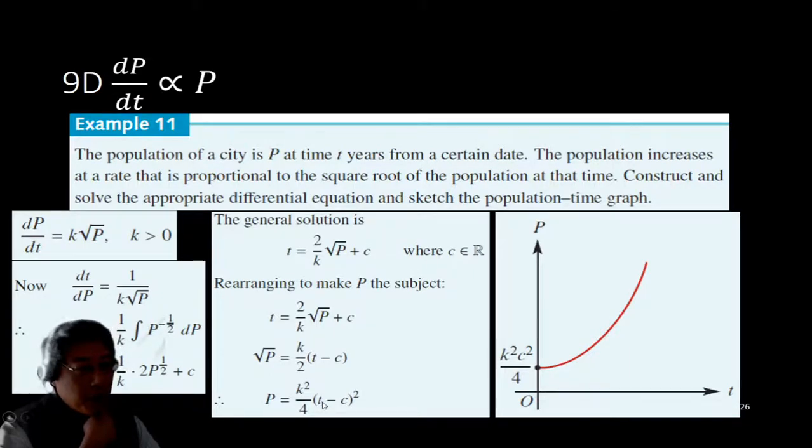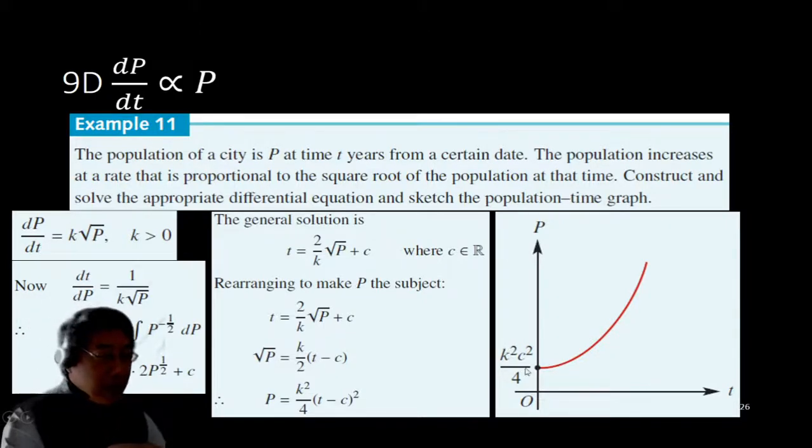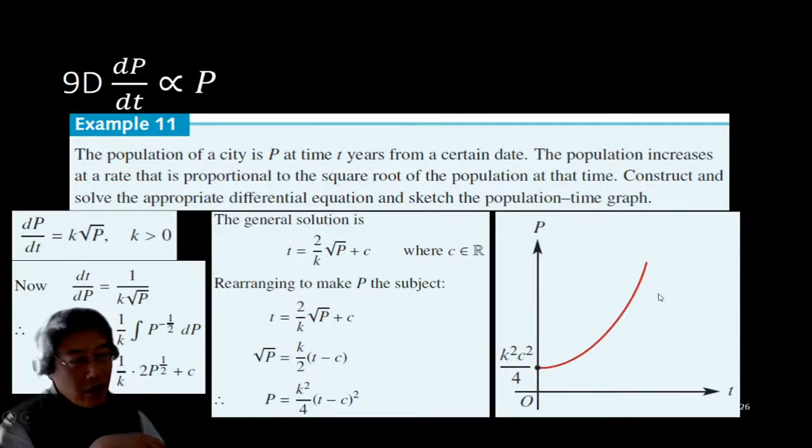So if you make t equals 0, you get your y-intercept or your starting population, which is k squared c squared over 4, which is positive. We don't know the values, but that's fine. So that's going to be above, and that's a quadratic, so that's going to go increasing as a quadratic or polynomial.